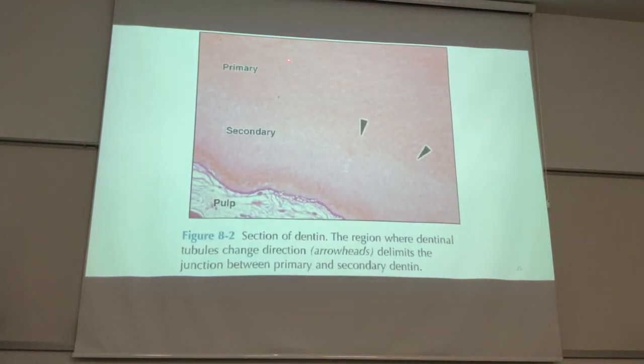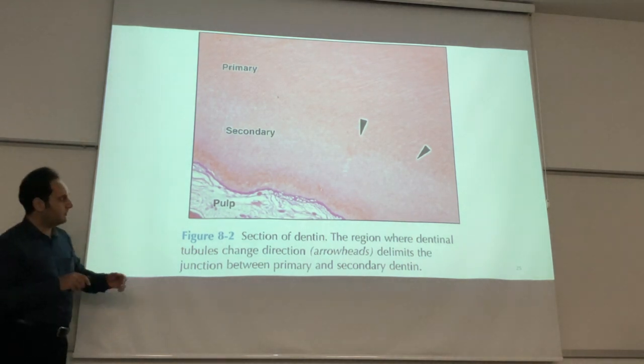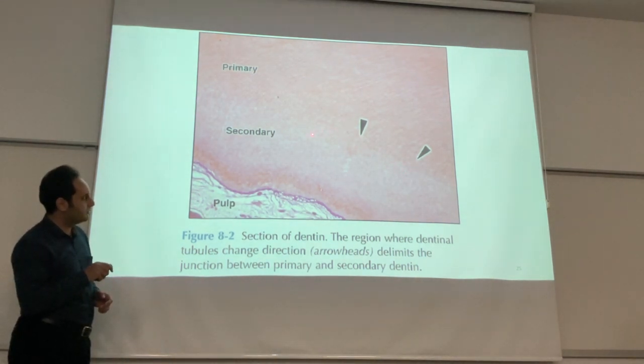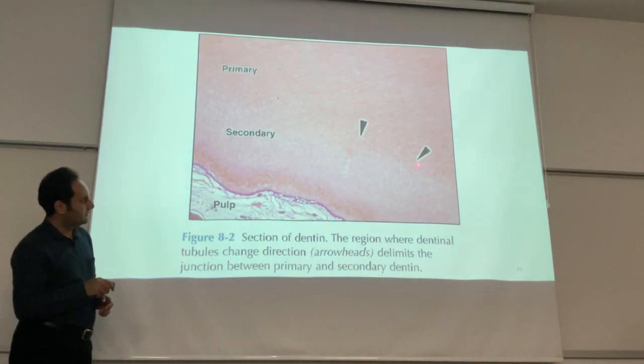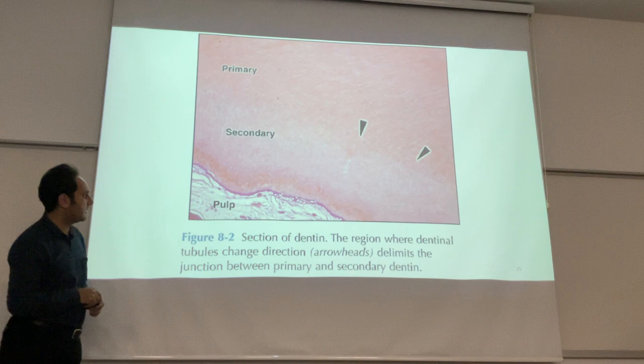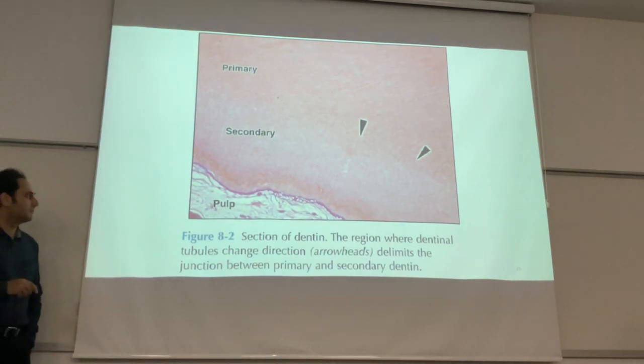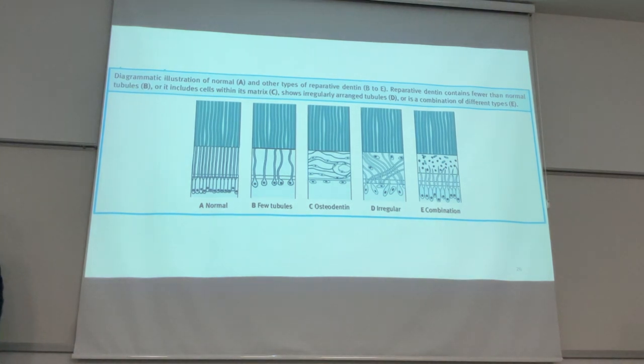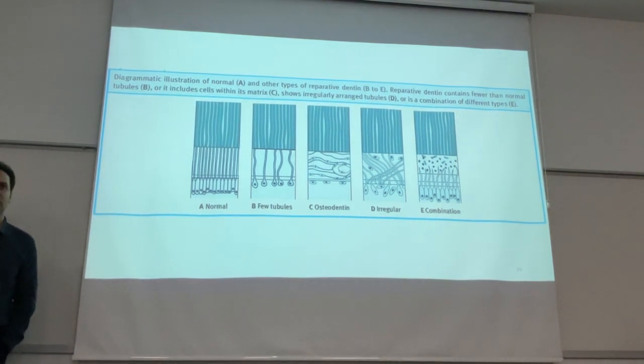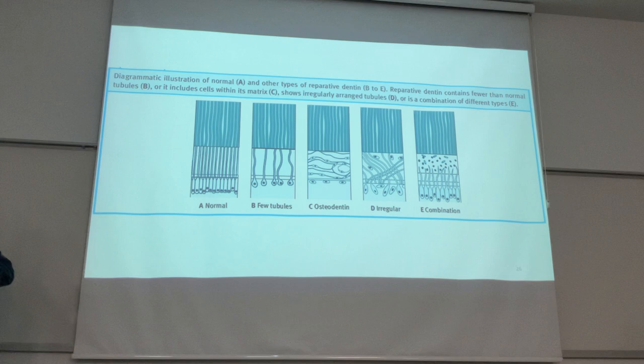Here you can see the primary dentin, secondary dentin. Look at here, you can see a little tone different between here and here. This part is our neonatal line. And here is our pulp. What is this layer? This layer is our odontoblastic cell layer. And here you can see the tertiary dentin.